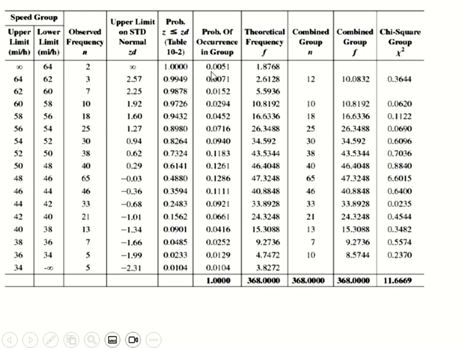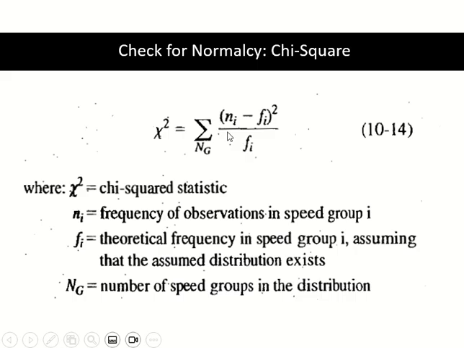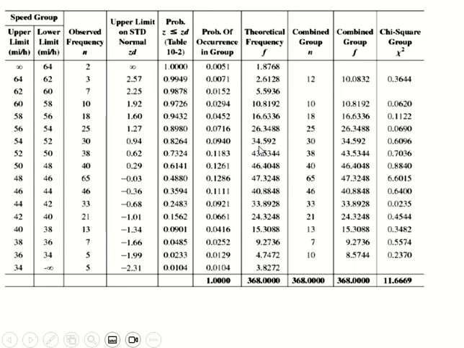So 0.0051 multiplied by 368, this value. 0.0071 multiplied by 368, this value. Okay, and so on and so forth. Now you got the f values. Now for every group I have n here and f here. So I can do this one, n and f, I can do this, but I have to perform a check.